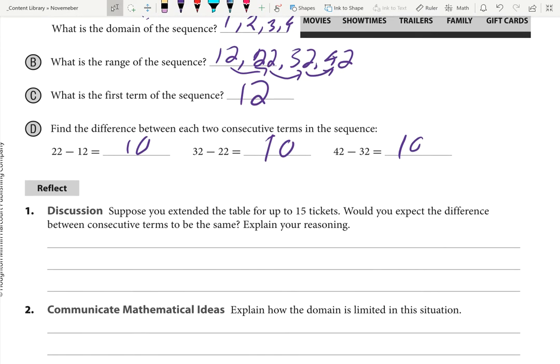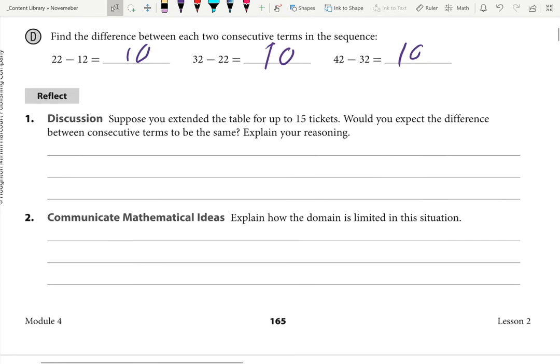Okay, so suppose you extend the table for up to 15 tickets. Would you expect the difference between consecutive terms to be the same? The answer is yes. We would expect it to be the same. It's always going to be increasing by 10 because it's always going to be $10 a ticket.